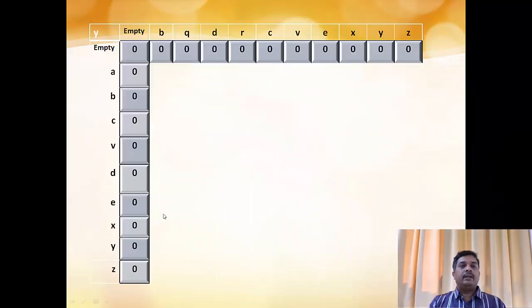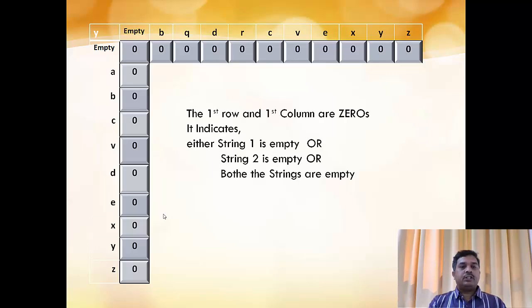So here we are taking the same strings. If the first string has length n and the second string has length m, then we'll take a matrix of order n plus 1 cross m plus 1. In the first row and first column, we'll mark zeros. That indicates either the first string is empty, or the second string is empty, or both of them are empty.